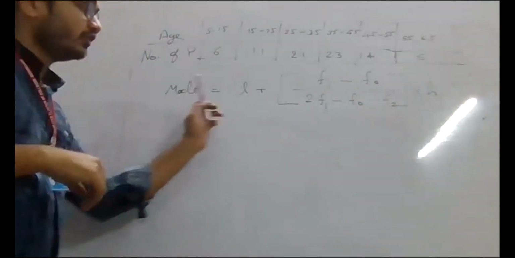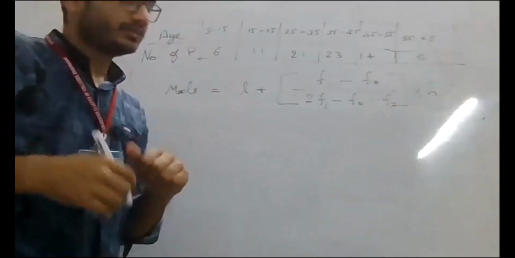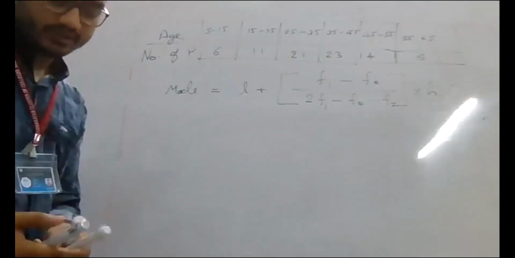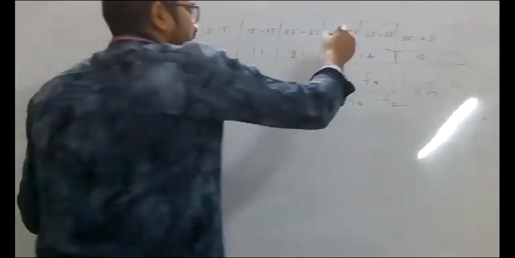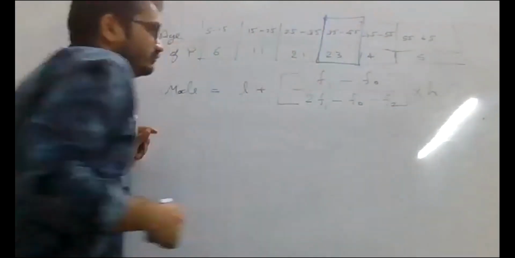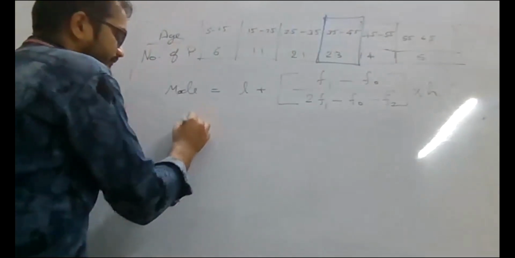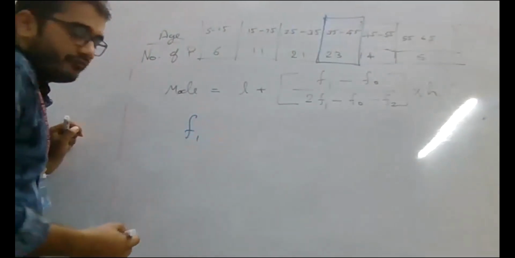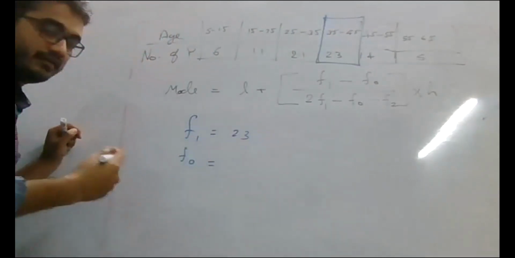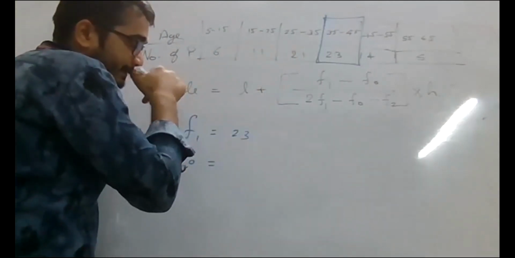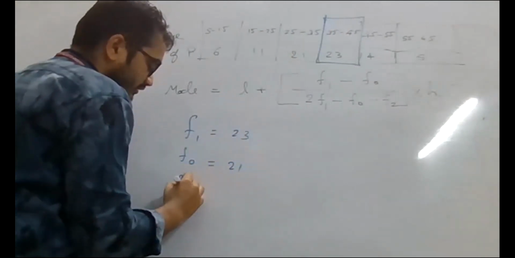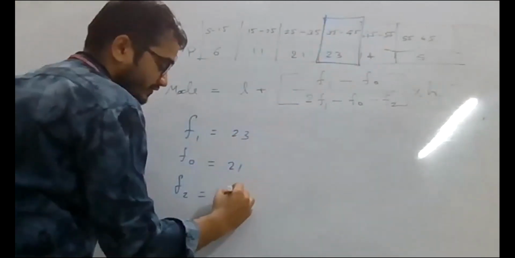So first of all, we need to find out the modal class. Which one has the maximum frequency? As we can see in this question, the maximum frequency is 23, so this is our modal class. So F1 is equal to 23. F0 is the frequency before that, which is 21. Then F2 is the one after that, which is 14.